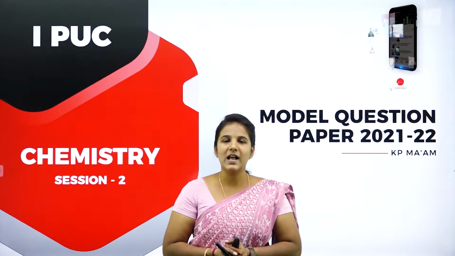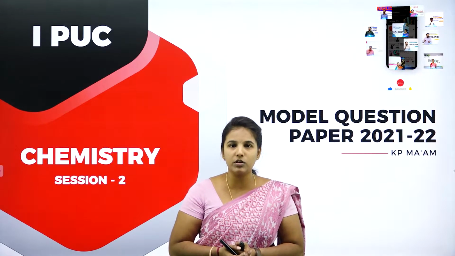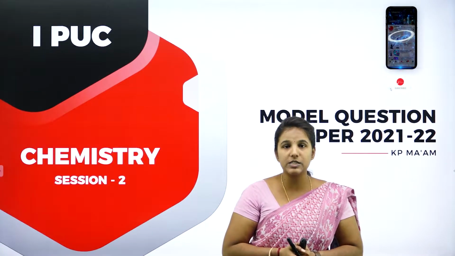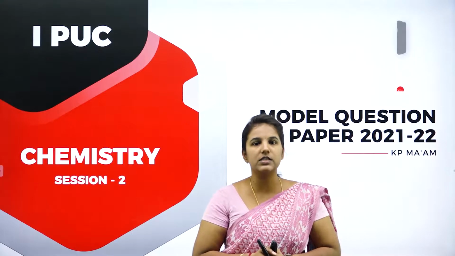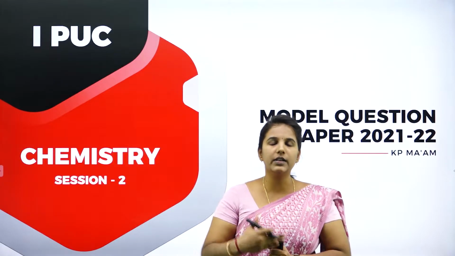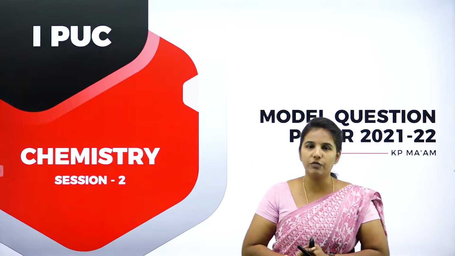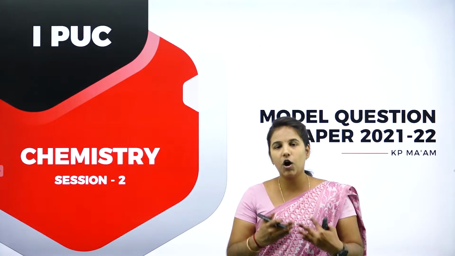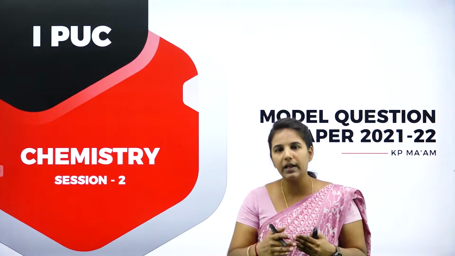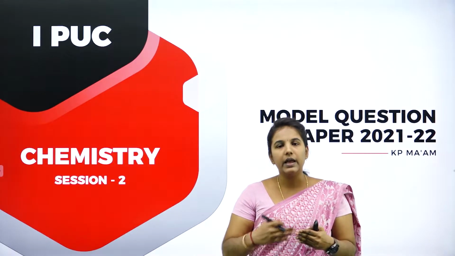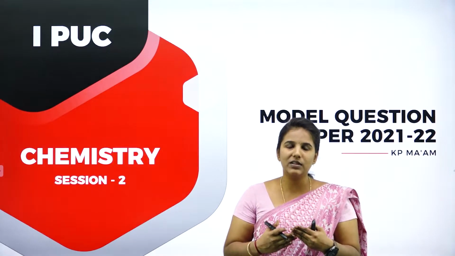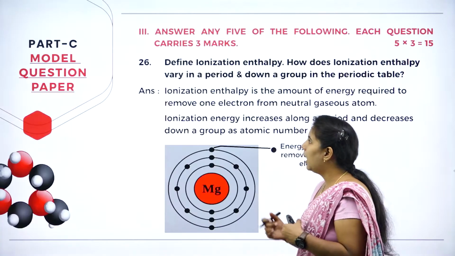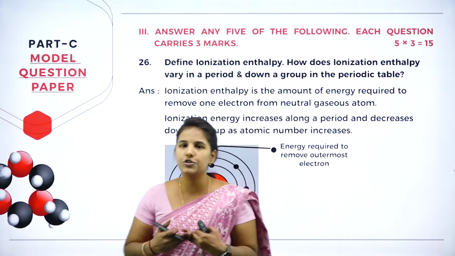My dear students, as we have already discussed the first PUC Chemistry model paper which has been released from the Pre-University Board, we are continuing with the remaining part of this model paper. In the first session, we already discussed the 1 mark and the 2 mark questions. Today, we are going to extend to the 3 mark questions. Let's see how the question will come in Part C.